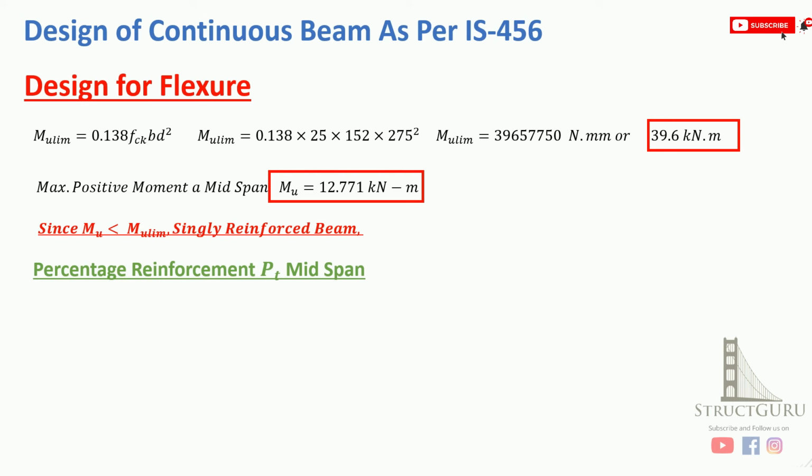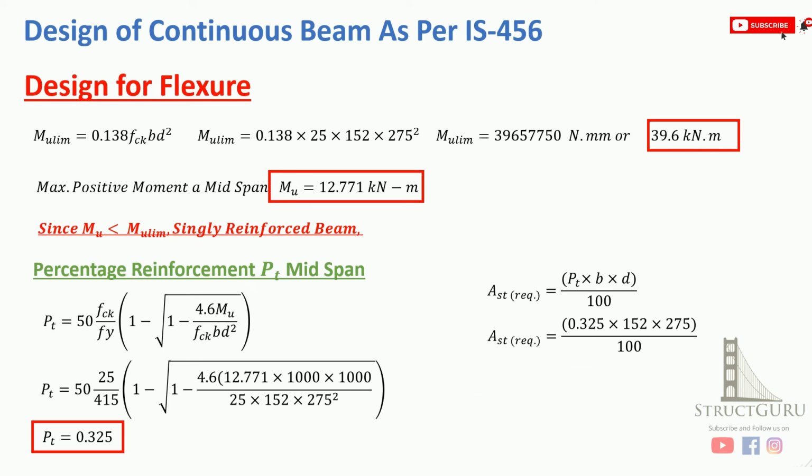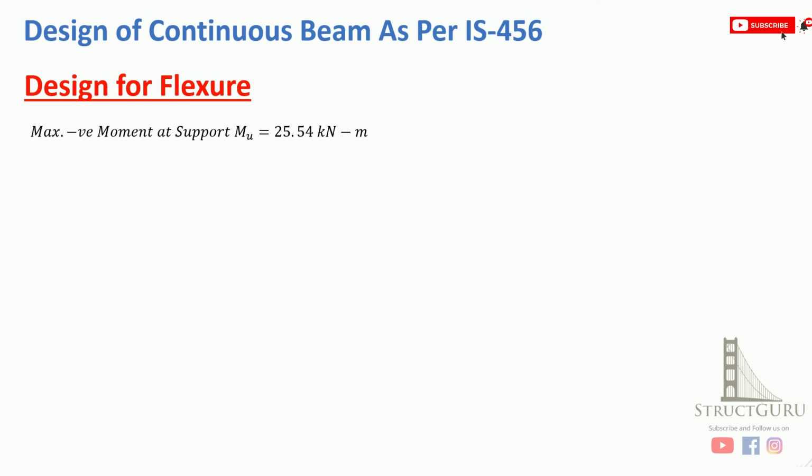In order to compute the percentage of reinforcement at mid span, this is the formula we are going to use. All the values are with us. By just inserting the values, the percentage of reinforcement is computed as 0.325. The area of steel required is the percentage of reinforcement multiplied by cross section divided by 100, and this will give us the required area of steel as 136.036 mm square. Similarly, we need to design the reinforcement for negative moment, which is 25.54 computed from the bending moment diagram.